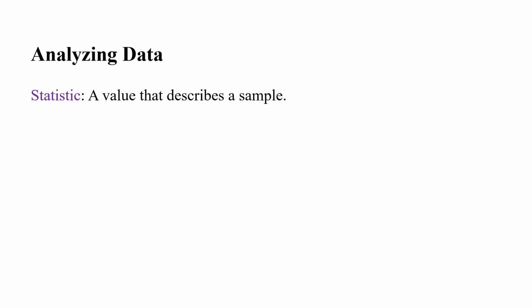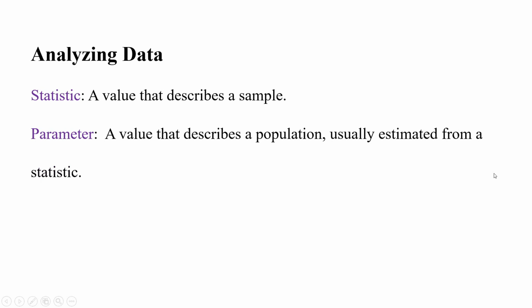A statistic is a value that describes a sample. And we talked about statistics before. When we have our x-bar or our s, those are the mean and standard deviation of our sample. Versus a parameter is a value that describes a population. And usually we get this value from a statistic. It's given to us from gathering a sample and getting a statistic and then applying it to the population at large. But the difference between statistic and parameter is important.